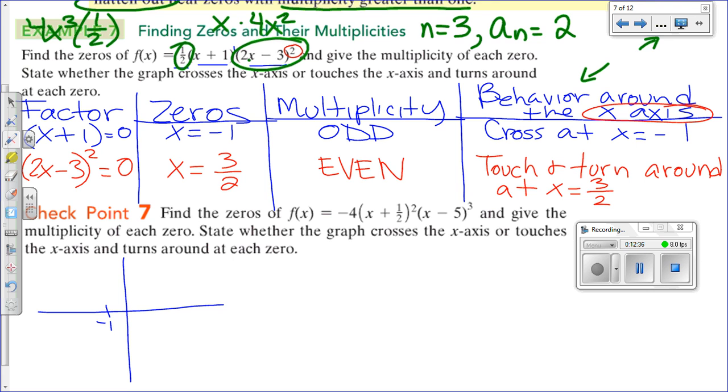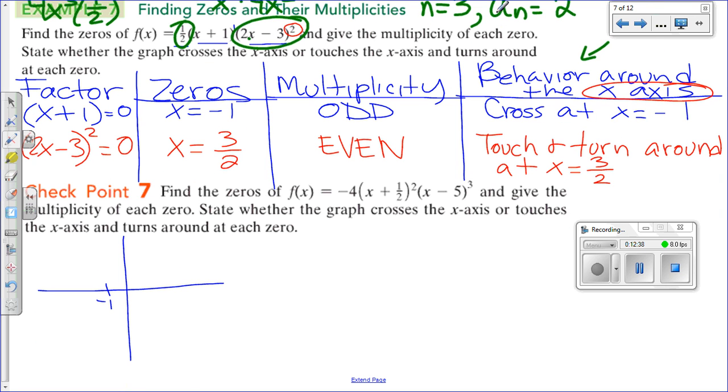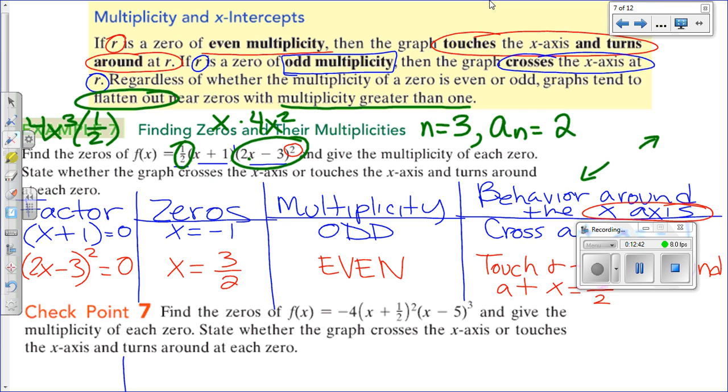So just a little rough sketch of this graph based on the, yeah. How do you know if it's going to touch? Well, because I already know. But if you don't know, you can check your notes. So if it is of even multiplicity, it will always touch and turn around. And if it is of odd multiplicity, then it's going to cross the x-axis.